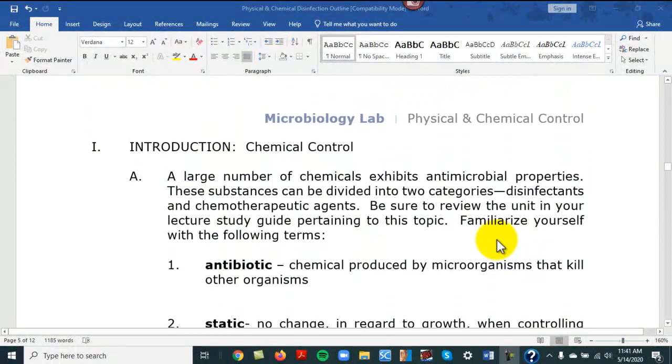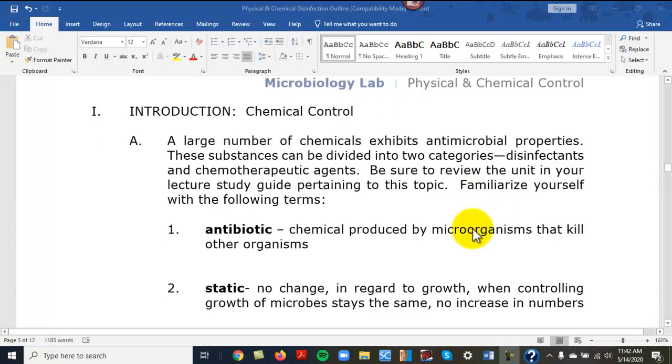This video is going to deal with the chemical part of this section. It's not very long. The physical really only did two things. We did two examples of moist and dry heat experiments. Now, there are a large number of chemicals, and there are chemicals that are sterilizing chemicals.